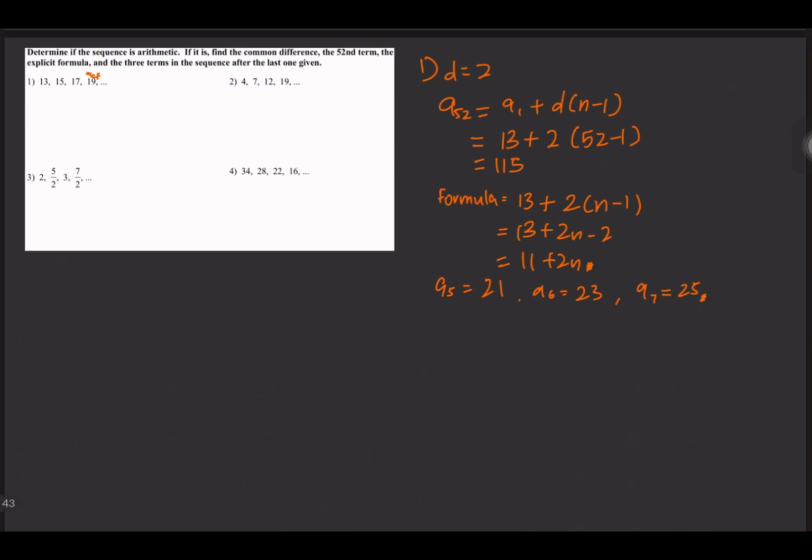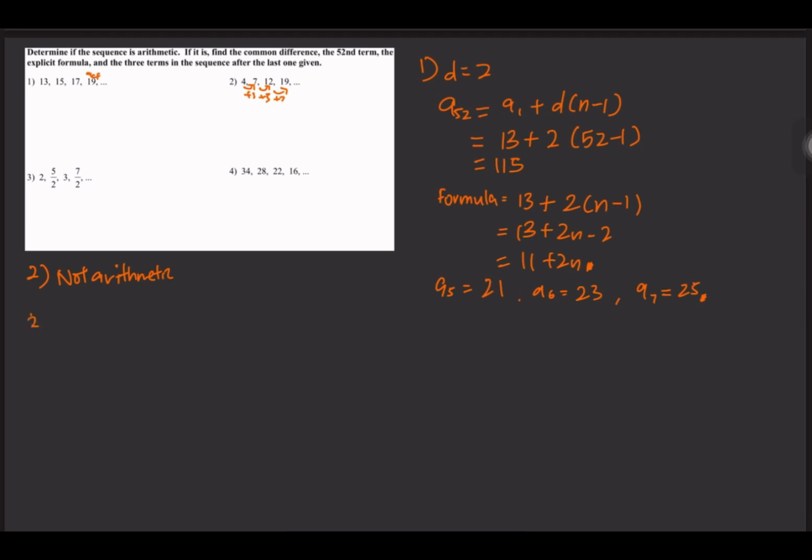Now, question number 2. 4 to 7 is plus 3. 7 to 12 is plus 5. 12 to 19 is plus 7. Plus 3, plus 5, plus 7. Now let me ask you, is this an arithmetic sequence? I don't think so. Not arithmetic, because it's not adding a constant number to each following number.